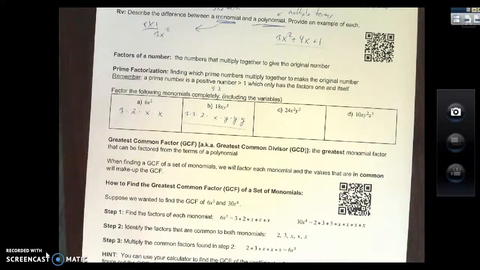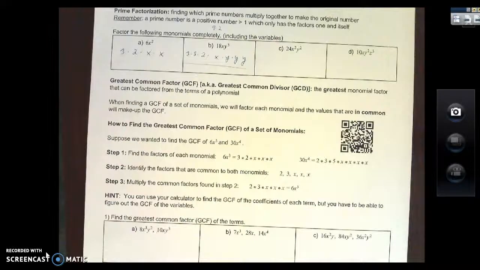So again, this is your prime factorization of it. You're just figuring out all the prime numbers that go into it, and then for your variables, you're just breaking it up to how many there actually are. Okay? Now I'm going to jump down a little bit, like I said. I'm going to jump around a little bit.